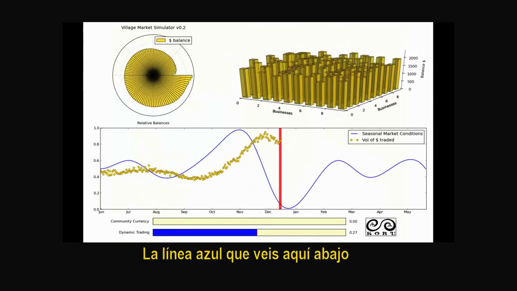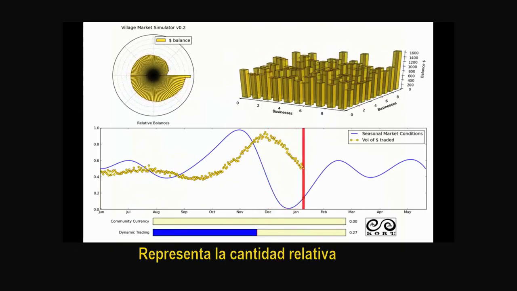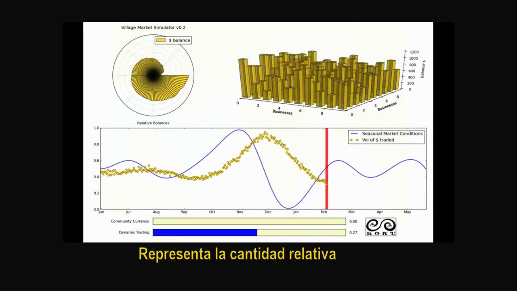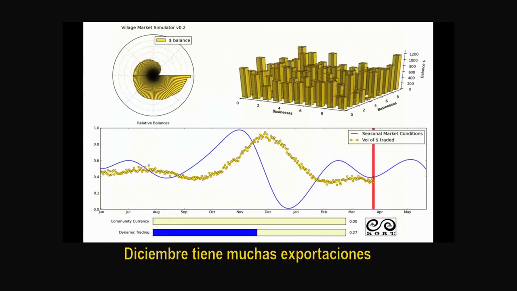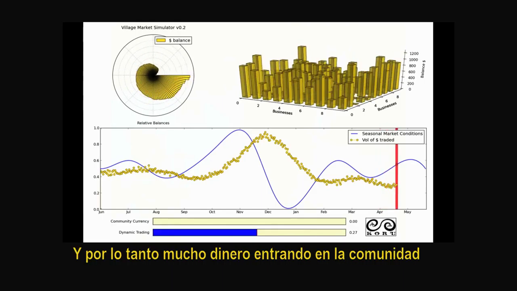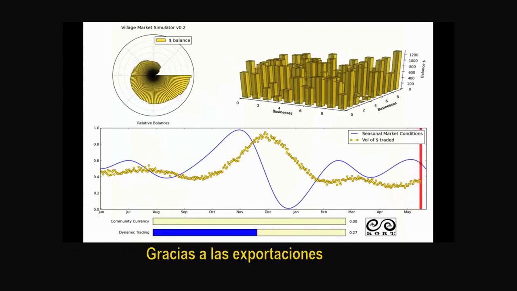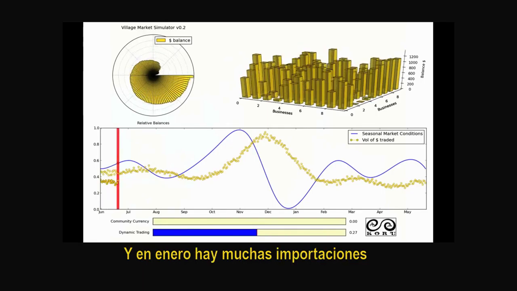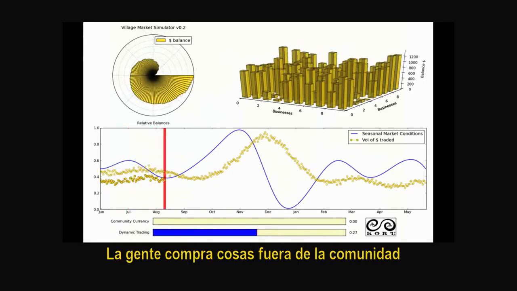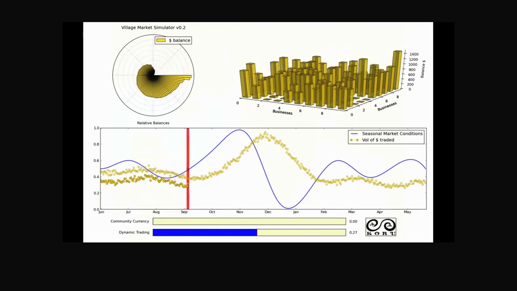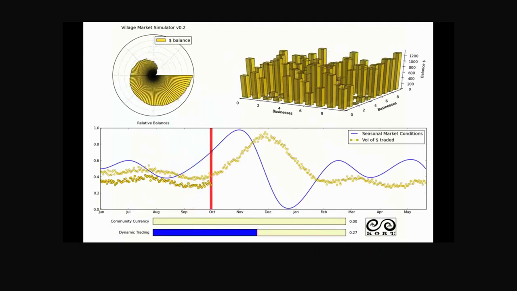And the blue line you see there down here at the bottom is the relative amounts of those imports and exports throughout the year. Like December, there's a lot of exporting, a lot of money coming into the community because of exports, mostly exports of labor. Depends on the community. And in January, there's a lot of import going on. People are buying stuff from outside the community. So very quickly, we're going to run this forward.